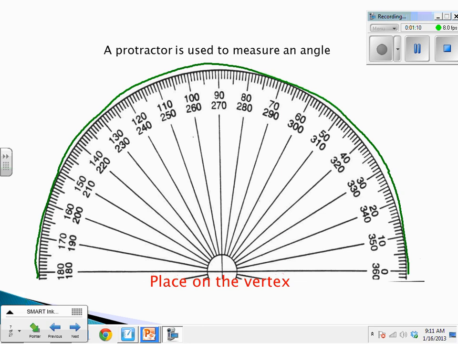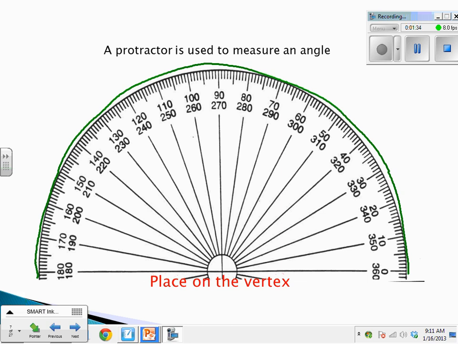Okay. Now, how do we use a protractor to draw an angle? Well, the first thing you want to do is figure out what angle you want to draw. That's really the first thing you want to do.